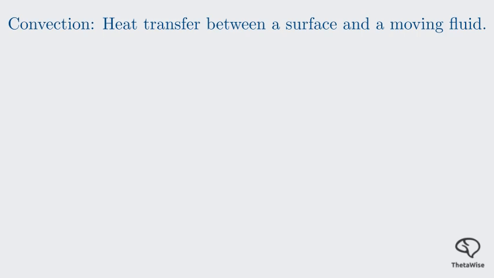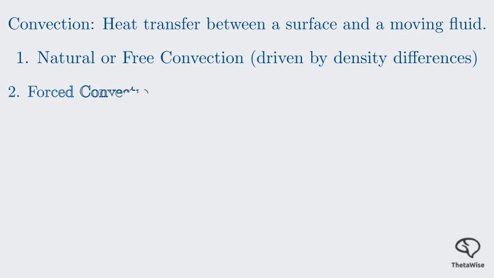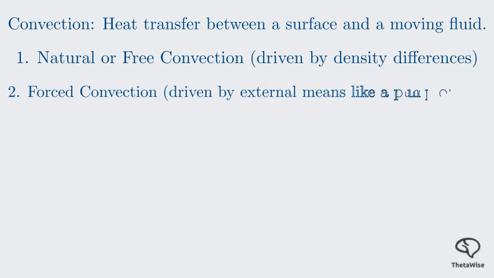There are two main types of convection. First, we have natural or free convection. This occurs due to natural density differences in the fluid caused by temperature variations. The hot water rising in a pot is an example of natural convection. Second, we have forced convection. This is when the fluid is forced to flow over a surface by external means, such as a fan, pump, or the wind. A computer's cooling fan is a common example of forced convection.